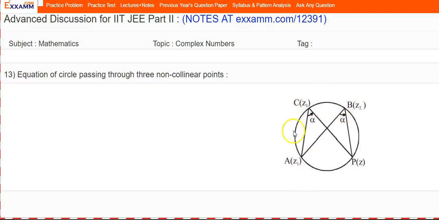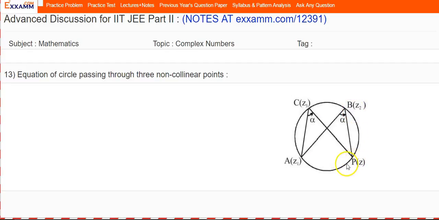We have to draw the perpendicular bisector of z1, z3 and the perpendicular bisector of z2, z3, and we will get the center of the circle, and from that center, if we draw a circle with the distance OZ1, OZ2, OZ3, any of them, we will get a circle. So we know from geometry that from 3 points we can always draw a circle as long as these 3 points are not collinear.